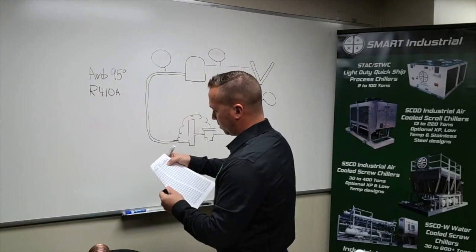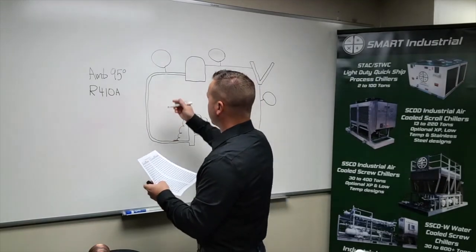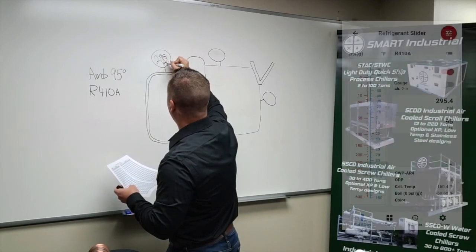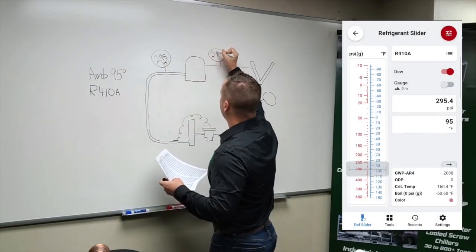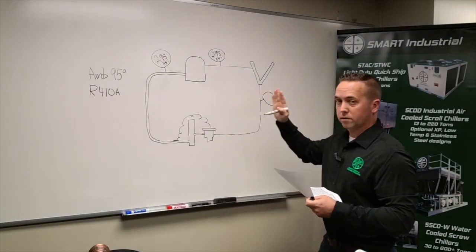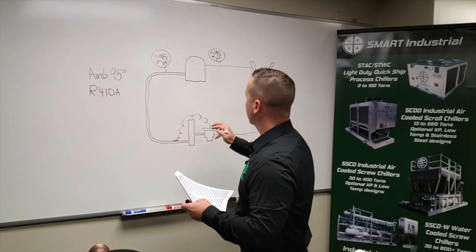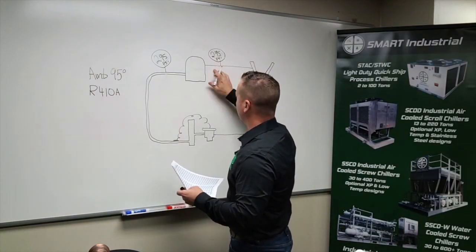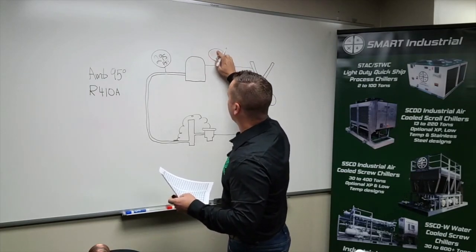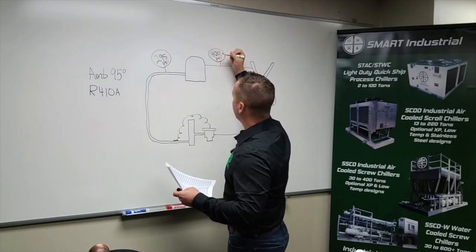And again, we'll use our PT chart to find 95 degrees Fahrenheit. And that matches 295 psi. You would have 295 psi at every point within this system. Now, as soon as this compressor starts, on the high side, or discharge line, as we call it, the pressure would begin to increase. In a 410A system, you may see around 420 psi.